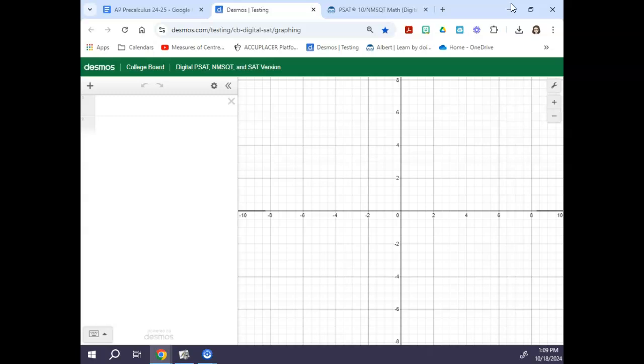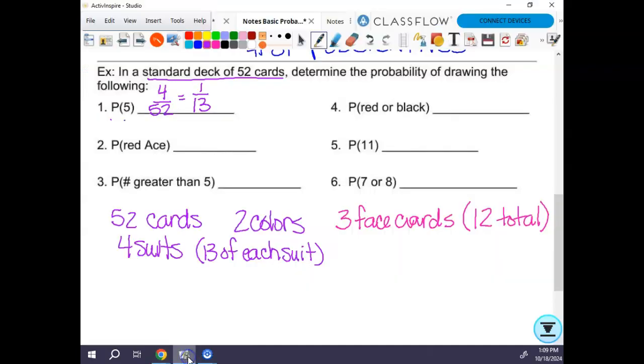But I will put the link to this in Canvas, if you're practicing for the SAT and you want to try to do something and see if it actually works in this one. I'll also put in there the reference materials that I found, finally.